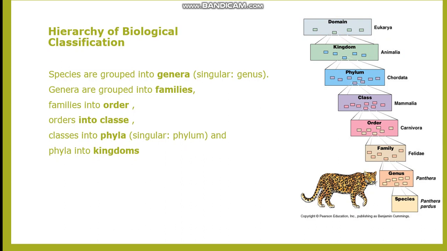We have three types of domain based on the sequence of RNA. They are Archaea, Eukarya, and Prokarya.